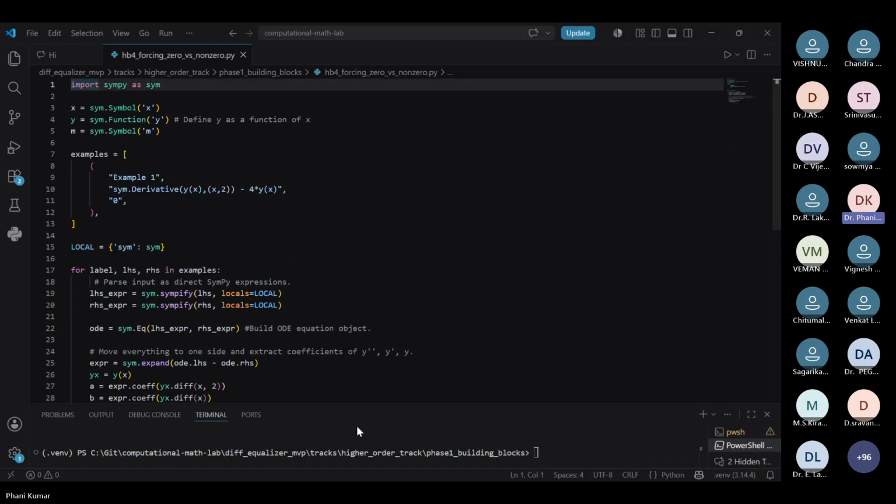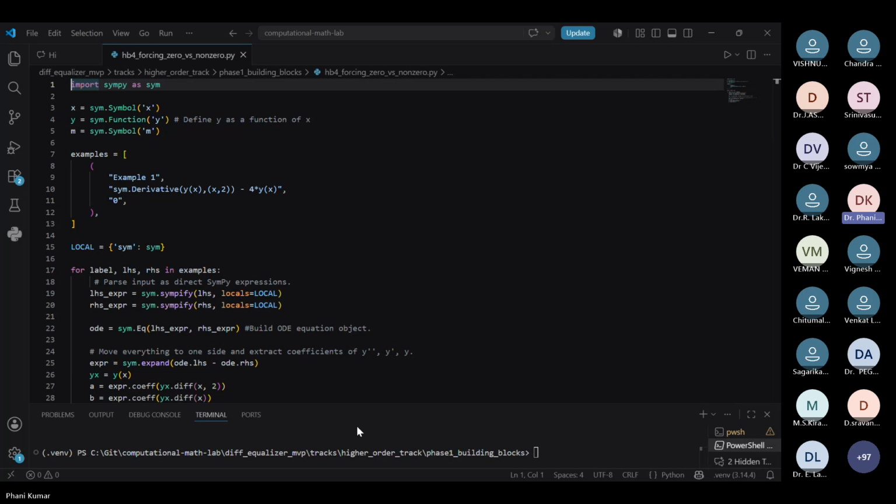So again, I am going back up. First, we are going to import SymPy, X as a symbol, and Y as sim dot function. It represents Y as a function of X, and we are taking one symbol, right? I am taking one example.